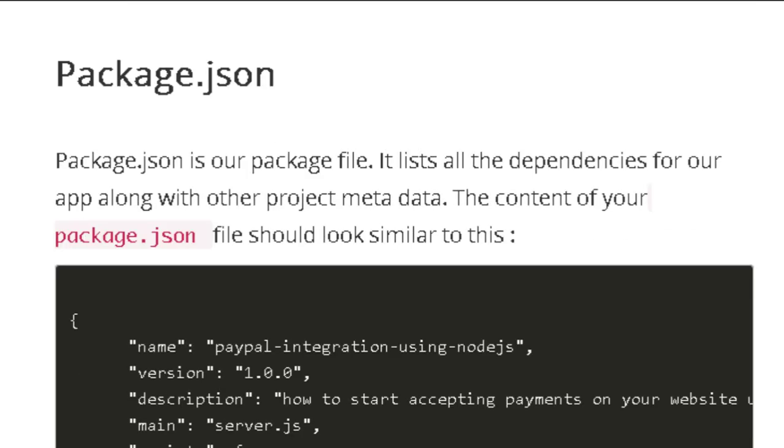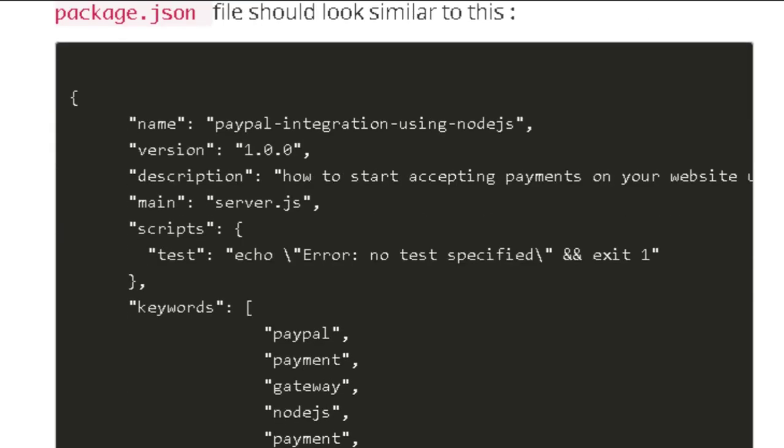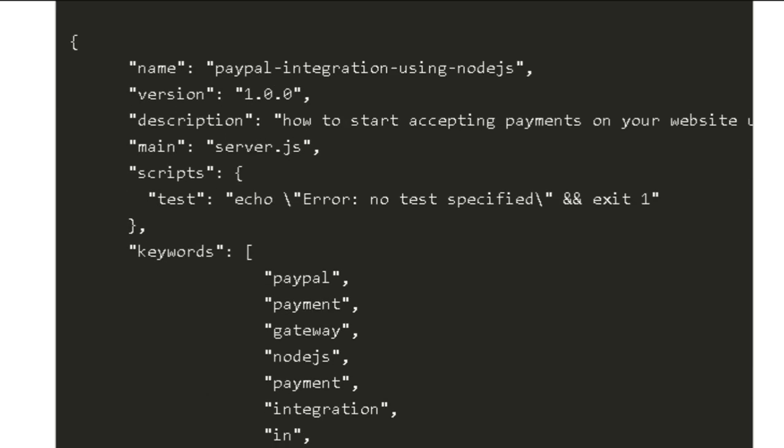Package.json. Package.json is our package file. It lists all the dependencies for our app along with other project metadata. The content of your package.json file should look similar to this. Okay, so we have the JSON object opening up, and we have name, PayPal integration using Node.js, version 1.0.0, description, main server.js, scripts, test, echo, error, no test specified, and exit. So that looks like some bash code.